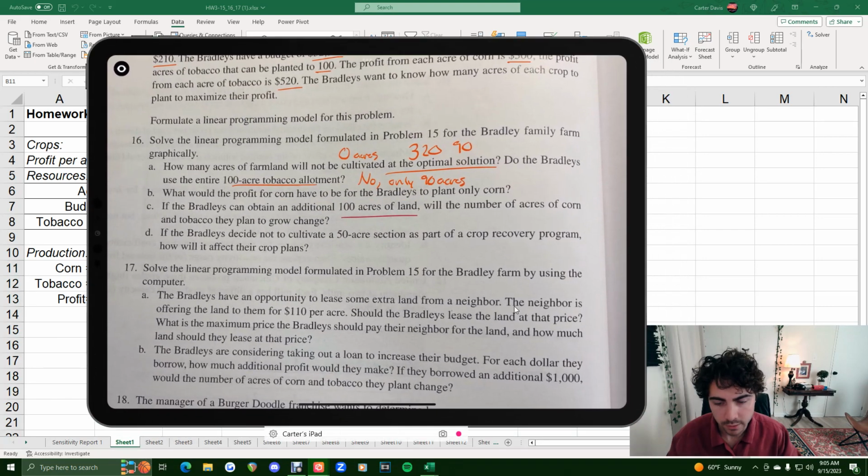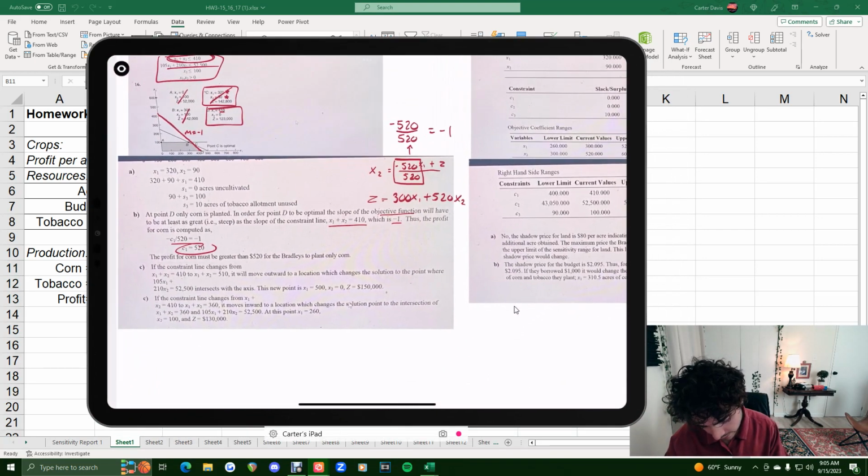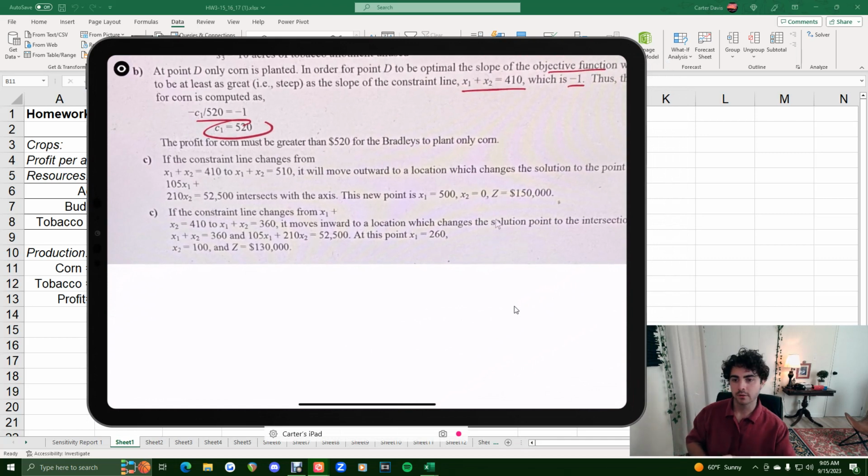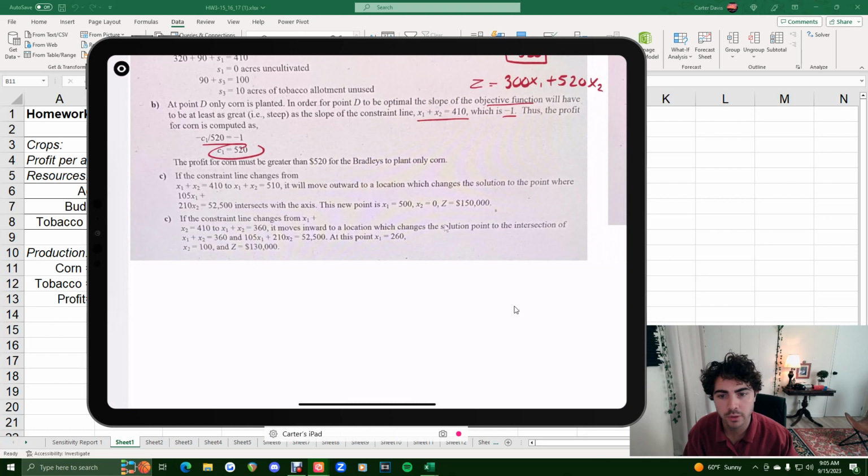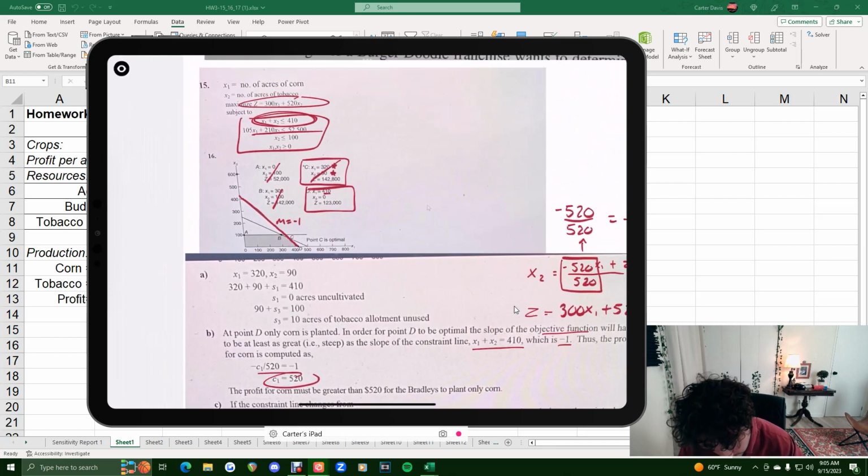So we look at this, and they answered, if the constraint line goes from that to that, it will move outward to a location which changes the solution to the point where 105 plus 210 x2 equals that, intersects with the x-axis, and so on. So the new point is this. It sounds like they were maybe answering it graphically. I probably could do that, but I'm kind of too lazy. It may make sense what they're saying though, so let me do my best to at least try to explain what they're talking about if I don't do the graph myself.